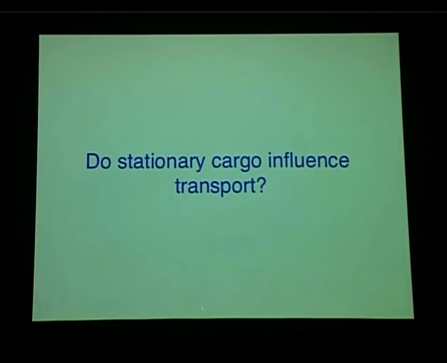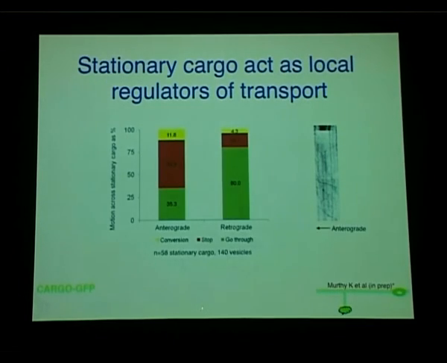So we asked a very simple question. If you have a traffic jam like you might have seen on Indian roads, does it influence the motion of moving cargo? It's a very simple question. And we, in fact, found that it did. We found that there was much more effect on the anterogradely moving cargo, that is going towards the synapse, and less in the retrograde direction.